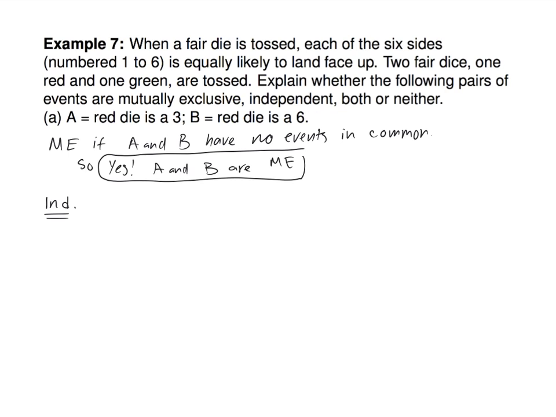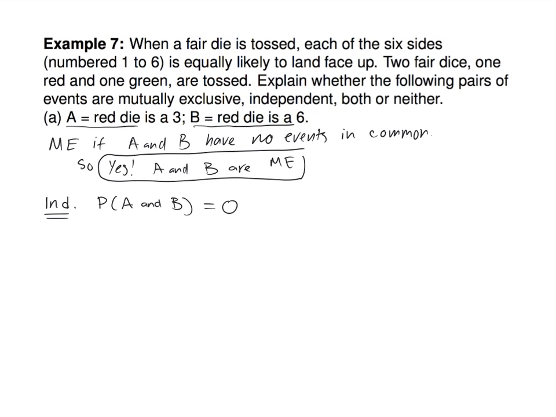Let's find it using probabilities. What's the probability of A and B? The kicker is that A is the red die being 3 and B is also the red die being 6. So can those two things happen at the same time? No, so that's equal to 0. If they said red die, green die, then it would be okay.